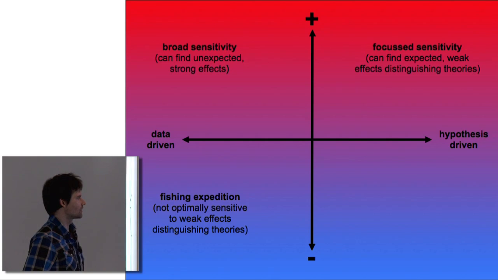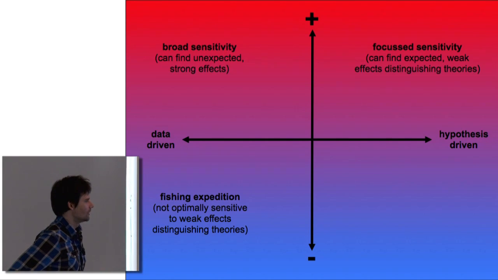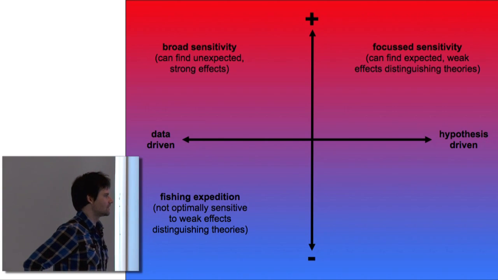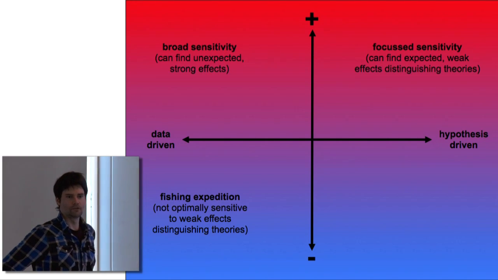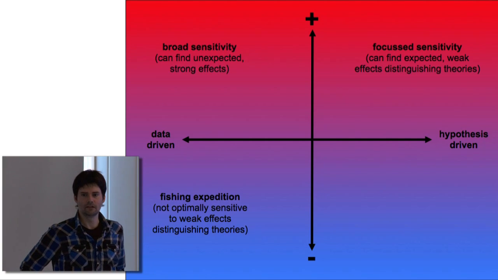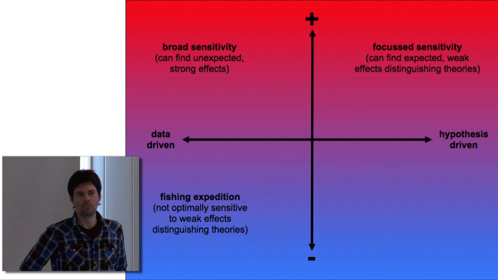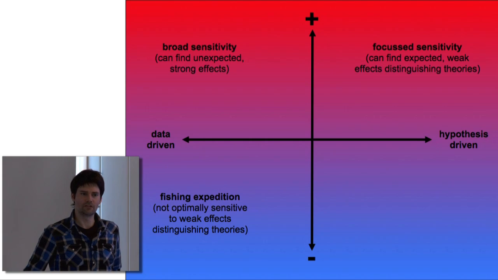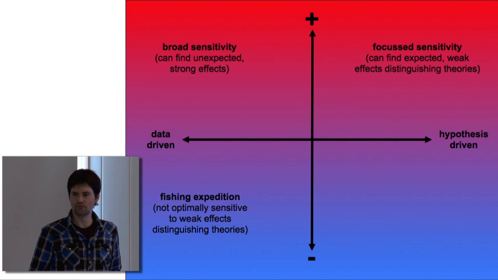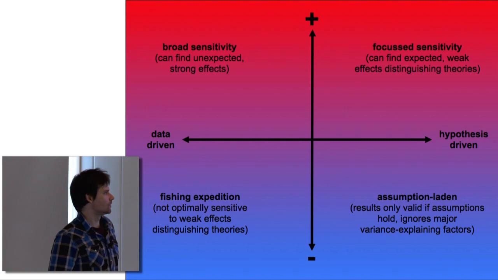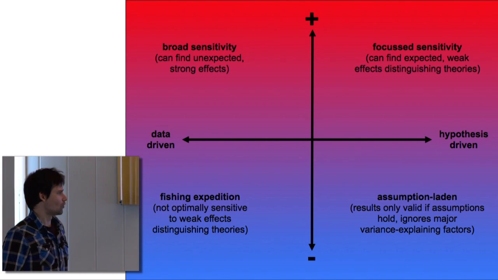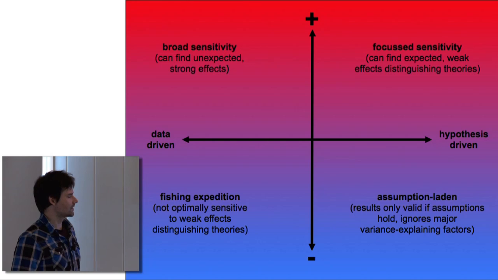So this brings us to the downsides of both of these. The data-driven approach can be a fishing expedition and not optimally sensitive to weak effects that distinguish theories that are of interest to us, right? So we might get a lot of information, but that's information that's not really relevant to the theories we're interested in. And the hypothesis-driven approach has the drawback that it's usually assumption-laden, and this has two aspects to it.